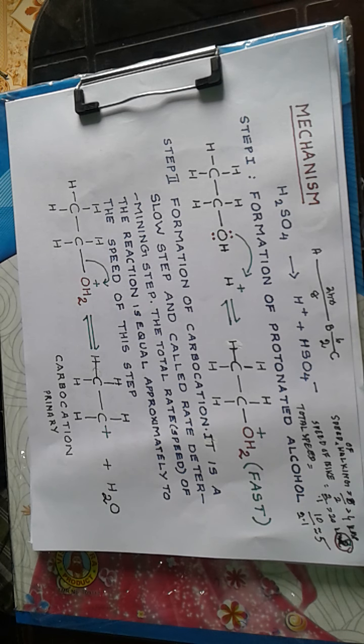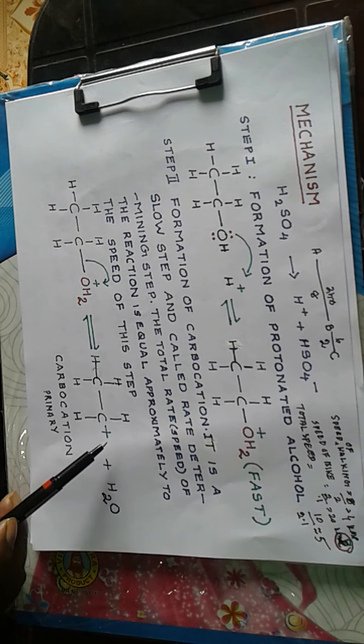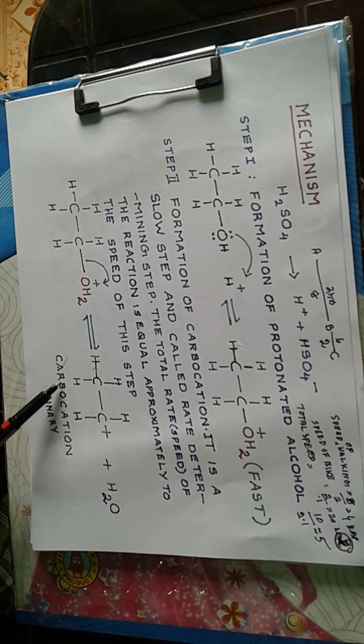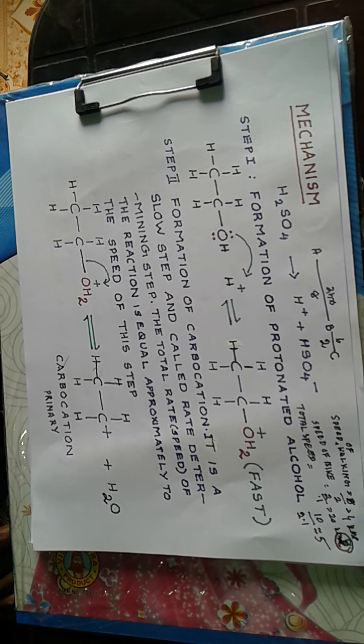Now one of my doubts is that a primary carbocation is less stable, so it cannot be formed during a reaction as a free entity. But here in this mechanism, it is shown that a primary carbocation is formed. So practically, it is impossible for a primary carbocation, but under rare conditions it may be formed, I don't know.